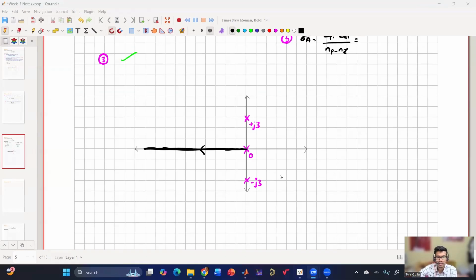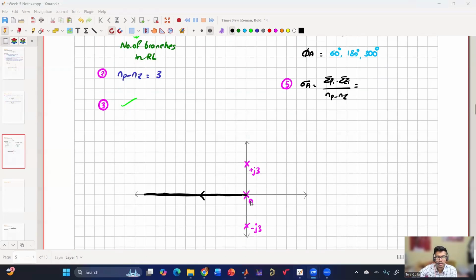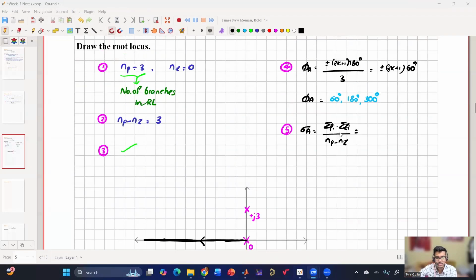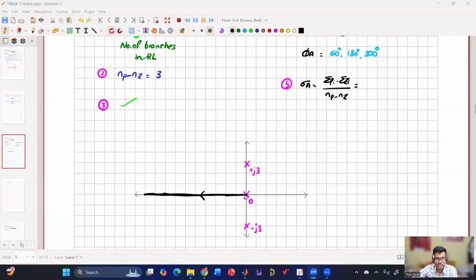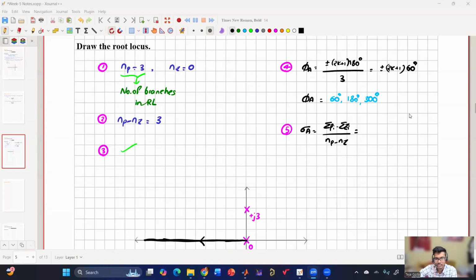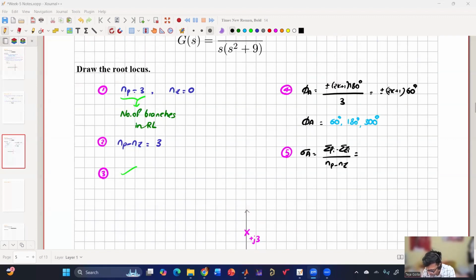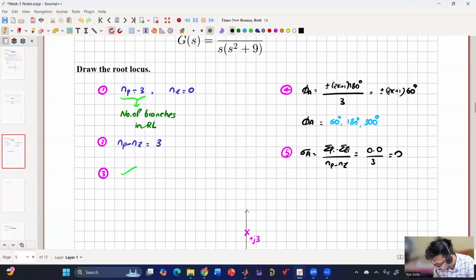But sir, 0 is another pole. There are 3 poles, sir. Yes, so the summation of the poles means 0 plus j3 minus j3, right? These are imaginary poles. So it is 0, right? So 0 minus 0 by 3. So the sigma is 0.